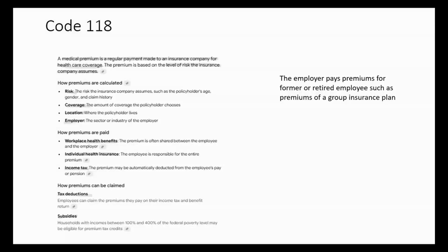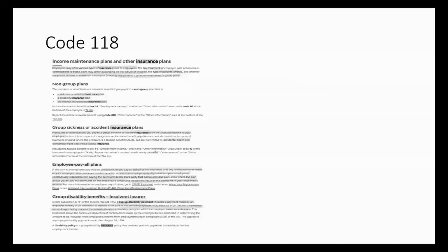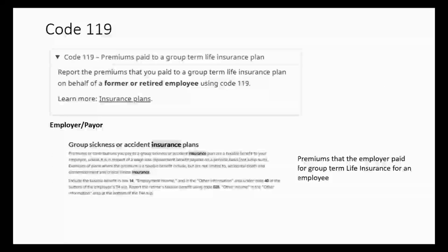Okay, how premiums are paid: workplace health benefits, individual health insurance, income tax. How premiums can be claimed, tax deduction. Employees can claim premiums they pay on their income tax and benefit return, as well as subsidies. Okay, code 119, premiums paid to a group term life insurance plan. This is premiums that you pay to a group term life insurance plan on behalf of a former or retired employee.